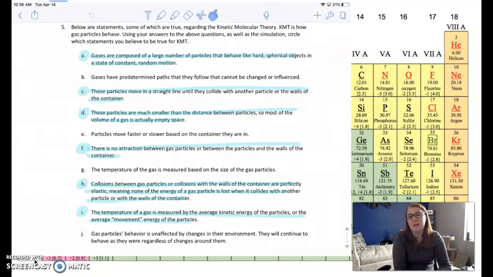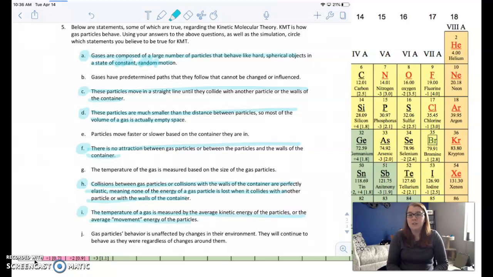So the first one we've got here: gases are composed of a large number of particles that behave like hard spherical objects in a state of constant random motion. That is correct. The thing here that you want to focus on is the constant and the random motion. So gas particles are constantly moving and they are moving randomly. If you looked at any one dot, it was kind of doing its own thing and you couldn't necessarily predict what it was doing or where it was going.